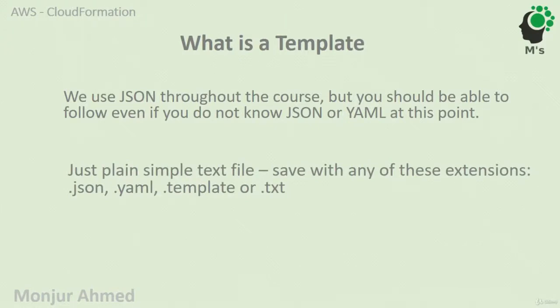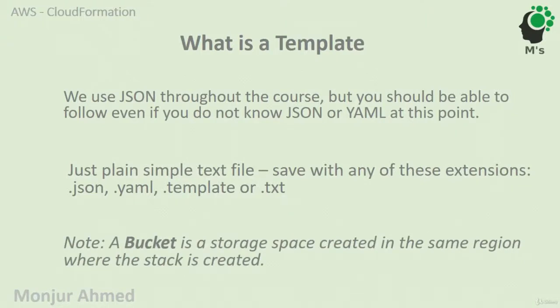And a template is saved as a simple text file. Normally it has either of these four extensions: .json or .yaml or .template or .txt.